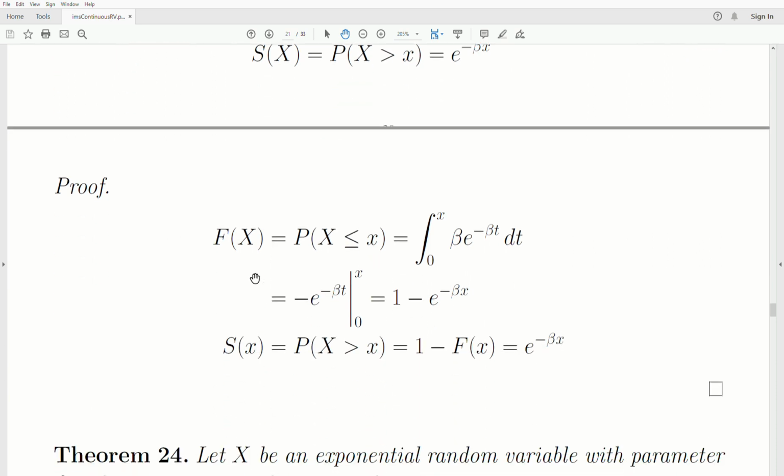Here's a quick proof. Let F of x, by definition, equal the probability that X is less than or equal to x. That means we integrate the density, which is an exponential density, from 0 to x. The antiderivative of that is this. We evaluate at x and 0. Then you get minus this evaluated at x, and then minus, evaluated at 0, it's minus 1, so minus and minus cancels. We get 1 minus e to the minus beta x. Now, the survivor function, which is the probability that X is greater than some number little x, is 1 minus the CDF, which is e to the minus beta x.